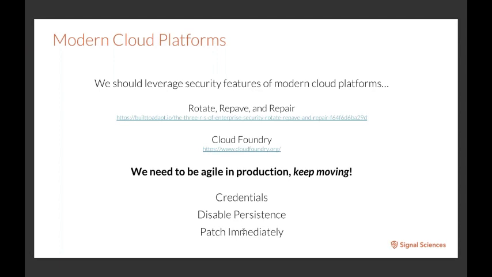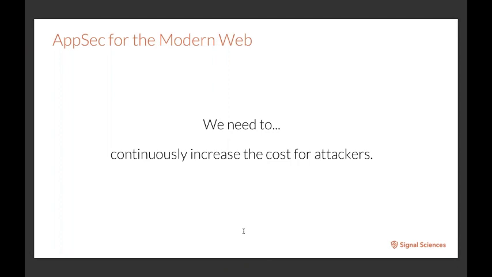I highlight this because this is really about being agile in production. We need to keep moving. And we should look for any cloud solution we're using or going to adopt. We should look for these capabilities within them and definitely take advantage of them. So to summarize that, we need to continuously increase the cost for attackers.